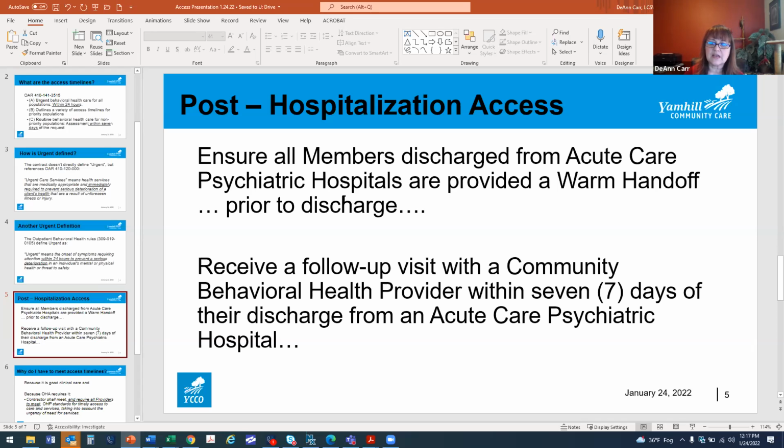And the second piece of that then falls to that community behavioral health provider, which is that they provide that follow-up visit within 7 days of their discharge from the psychiatric hospital. So on the hospital's part, they need to make that warm handoff connection and help facilitate the appointment within the 7 days.